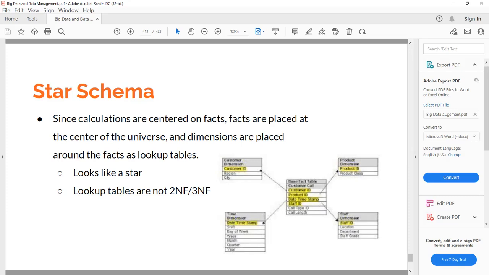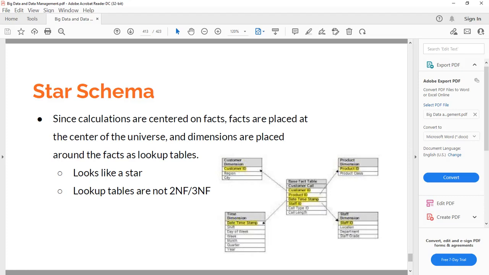Then dimensions are placed around the fact. This is what we call lookup table or dimensional table. So the way they place this, with the fact table at the center and dimensional tables or lookup tables scattered around, it looks like a star. When you have 5 dimensional tables, it definitely looks like a star. So that's why we call it star schema. When you say star schema, star schema is always associated with dimensional modeling.